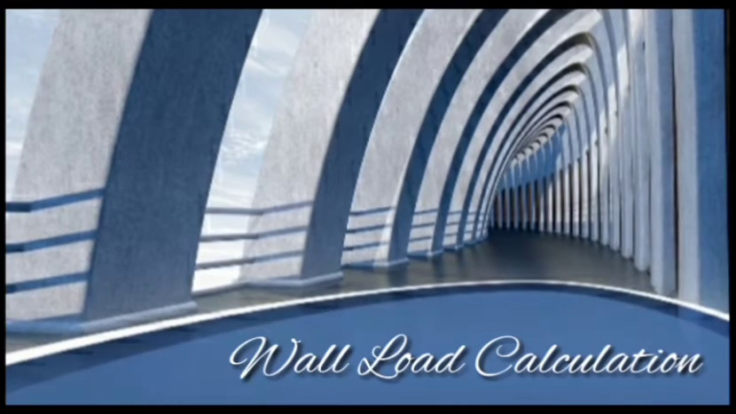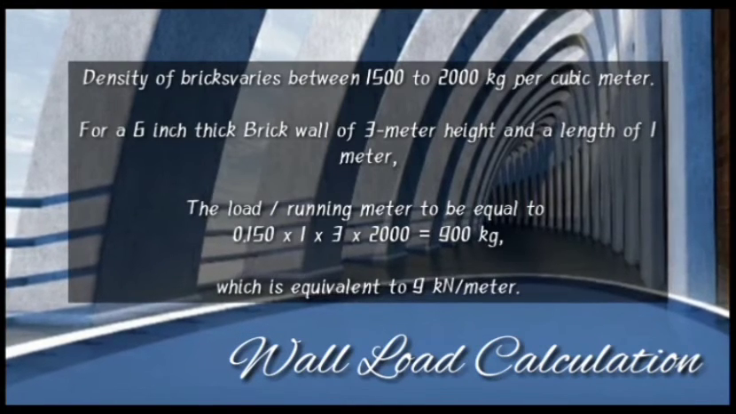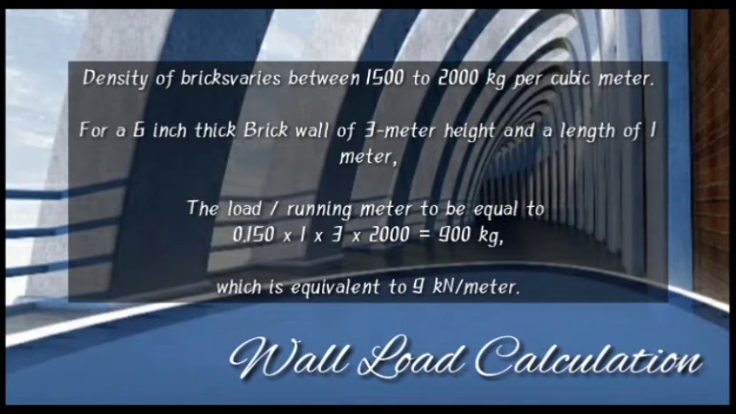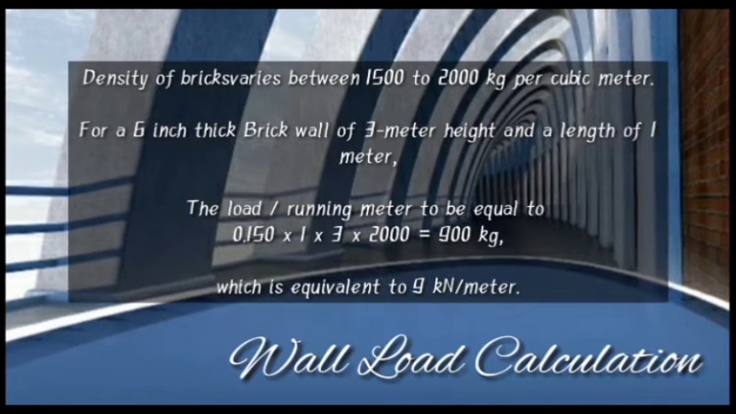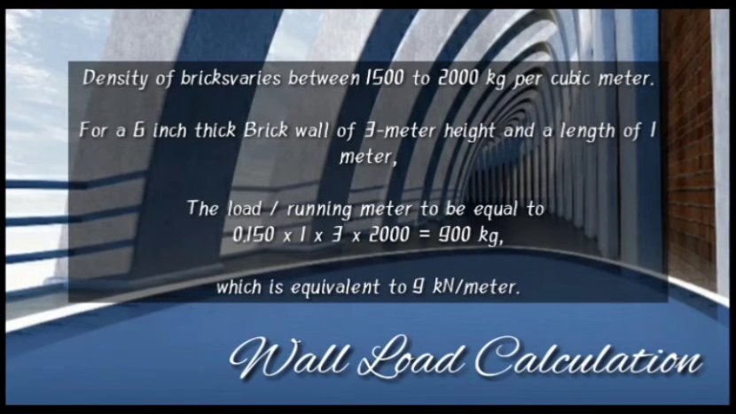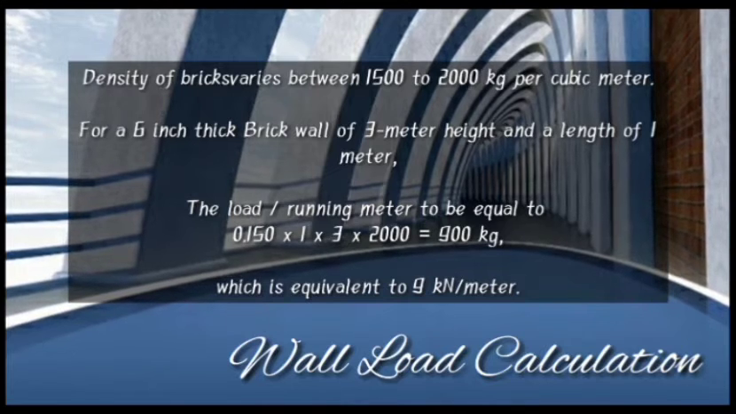For wall load calculation, we know that the density of bricks varies between 1,500 to 2,000 kg per cubic meter. What will be the load per running meter of a wall having a 6-inch thick brick wall of 3 meter height and 1 meter length?